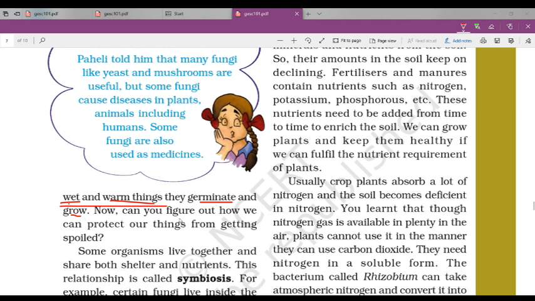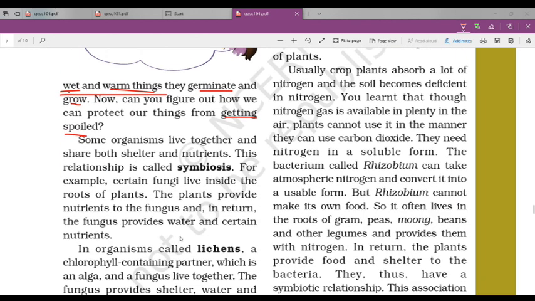Now, can you figure out how we can protect our things from getting spoiled? You can protect your things only by saving them from getting wet.